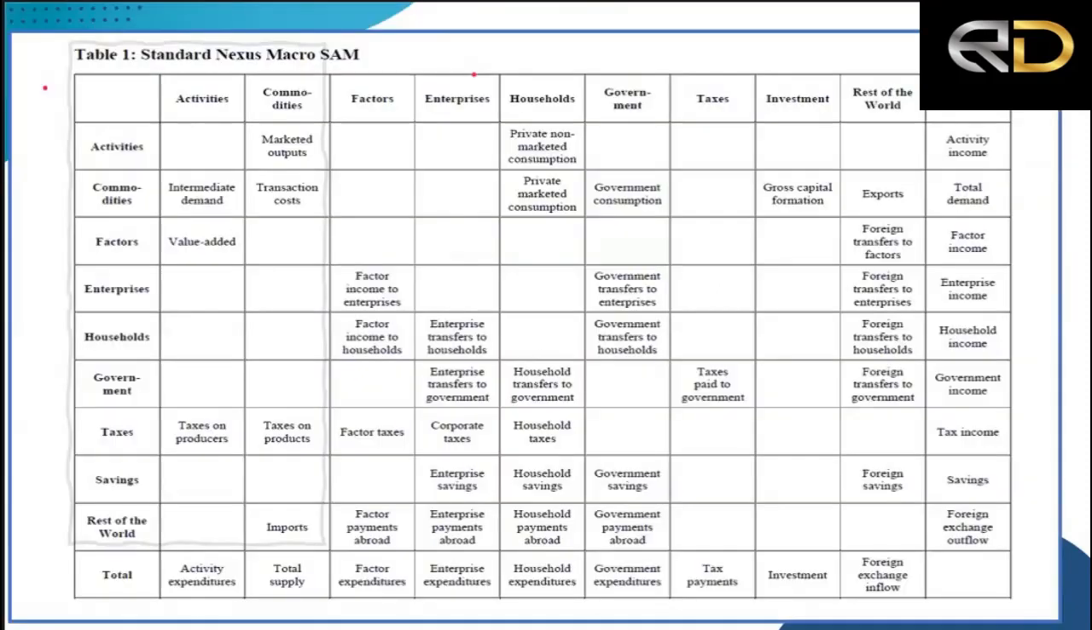All right, let's talk about the SAM a little bit. Generally, a social accounting matrix has columns and rows. It's a matrix. Those columns basically add up to expenditures of one form or another, and the rows are income. So expenditures must balance income. That's one identity that sits in the SAM.